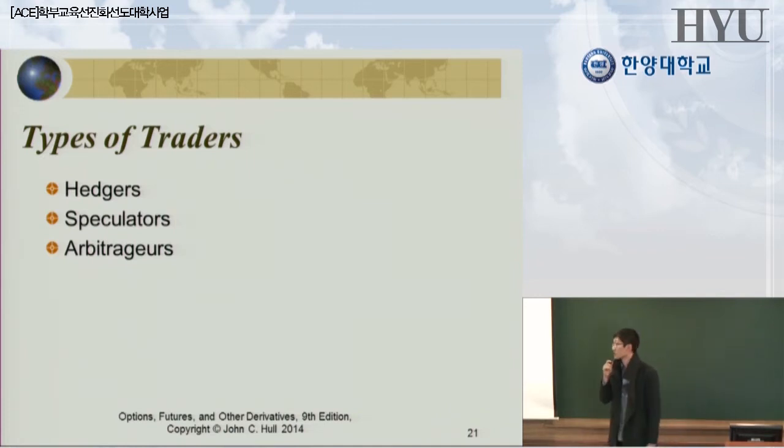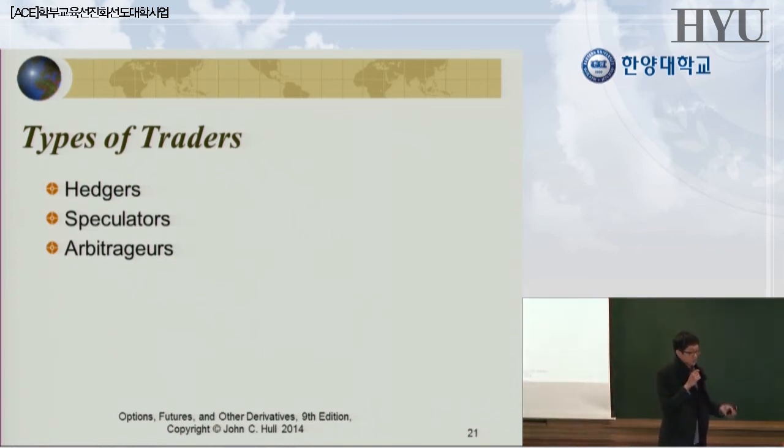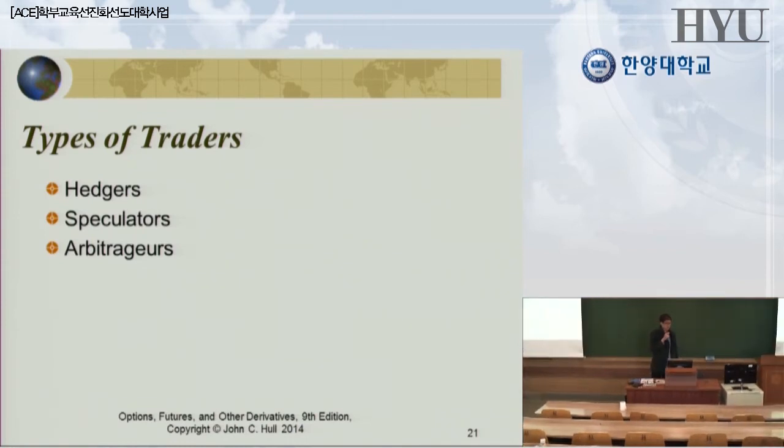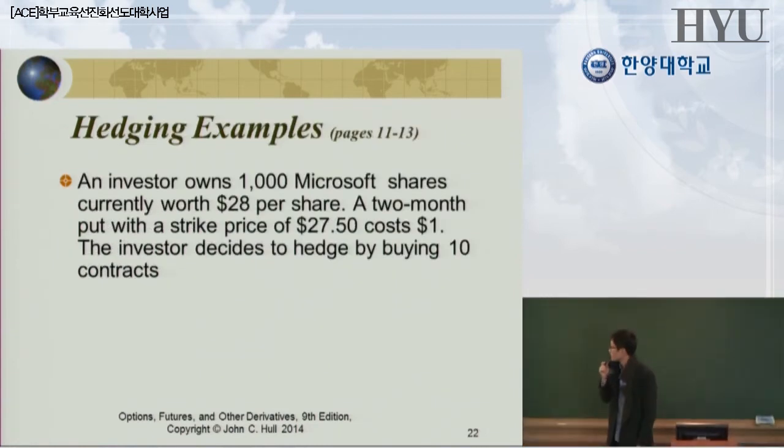That's the main difference. And let's see the players in the derivatives market. There are three players in derivatives markets: hedgers, speculators, and arbitrageurs. You'll see these kinds of activities in some examples. Let's see the hedging example first.